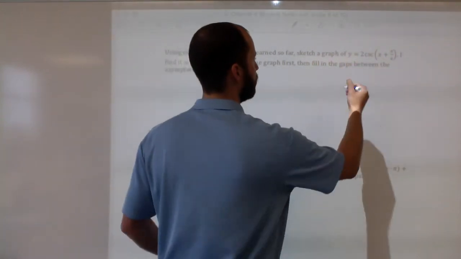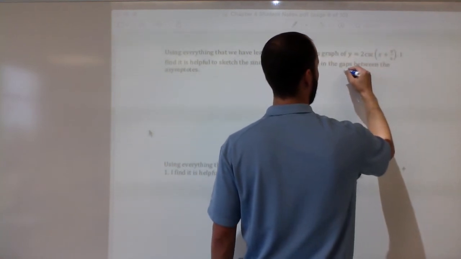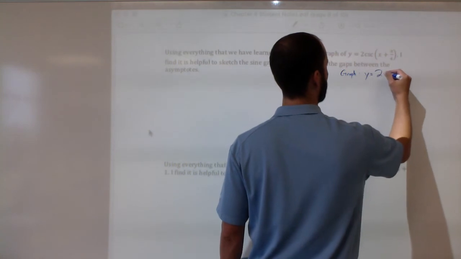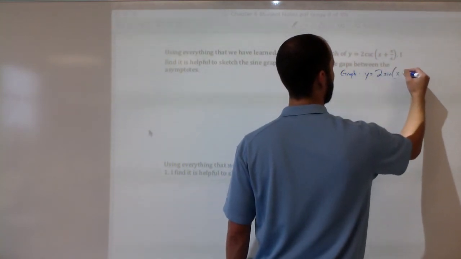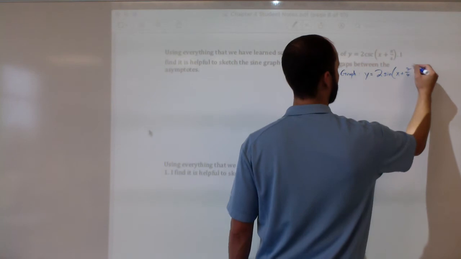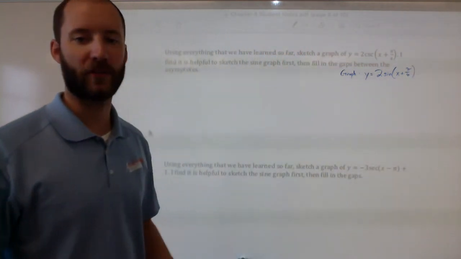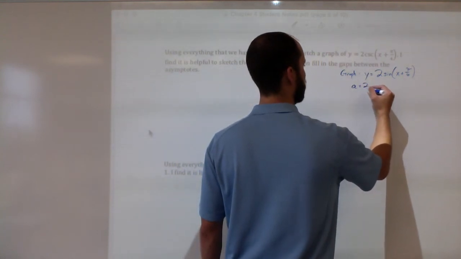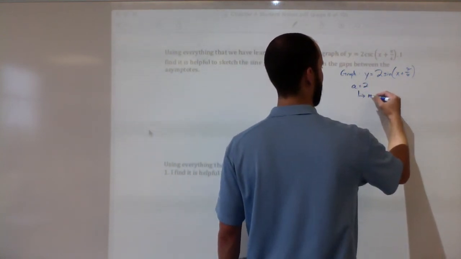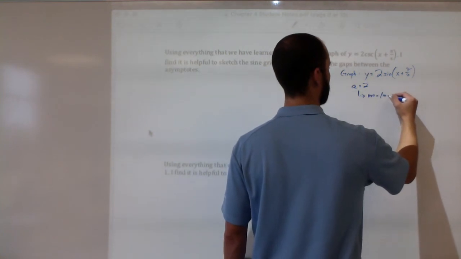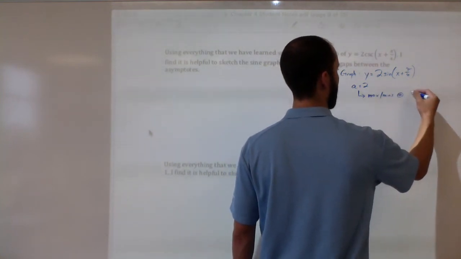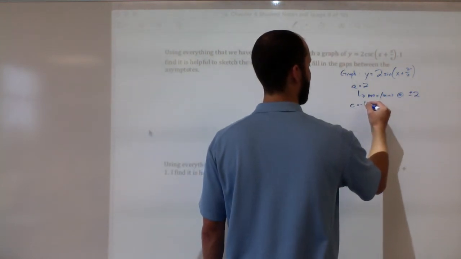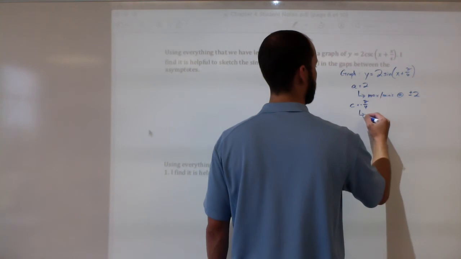So what I'm going to do is I'm actually going to graph 2 sine of x plus pi over 4. That's the graph I'm actually going to look at. So I have an a value of 2. What that does is that moves my maximums and minimums. Those are now at positive and negative 2. I have a c value of negative pi over 4.